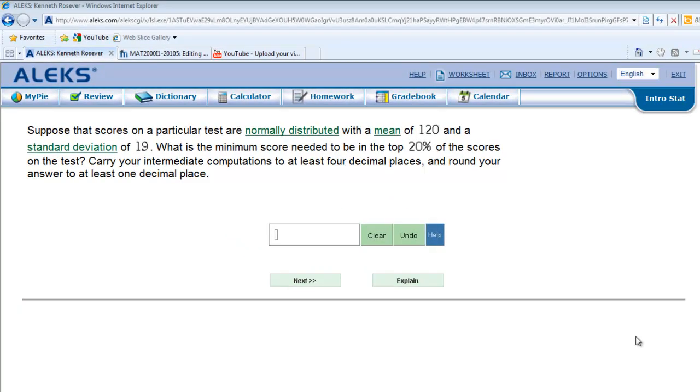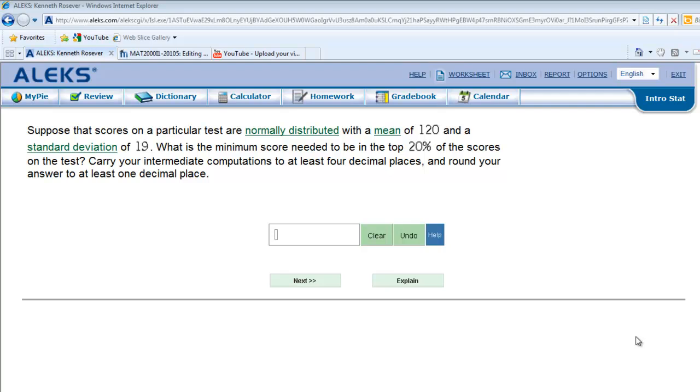Alright, this is Ken Rosever, and this is going to be normal distributions of raw scores 3. In the last couple videos, I've explained how to do it with the table, how to do it with the calculator. Now I'm just going to blow through the calculations real quick.